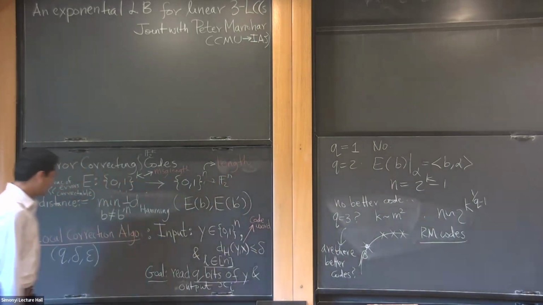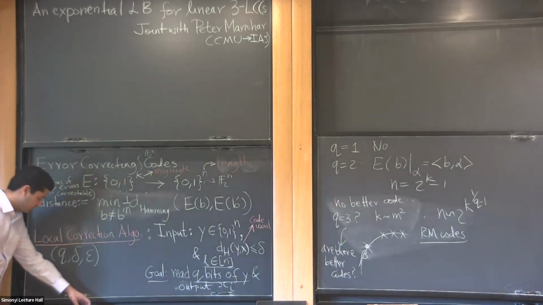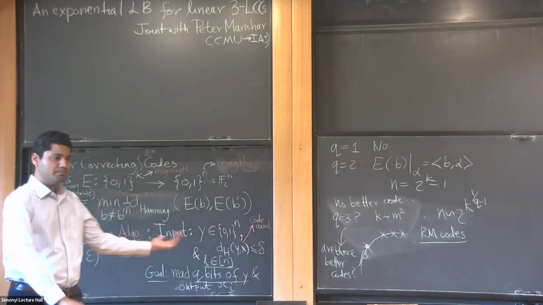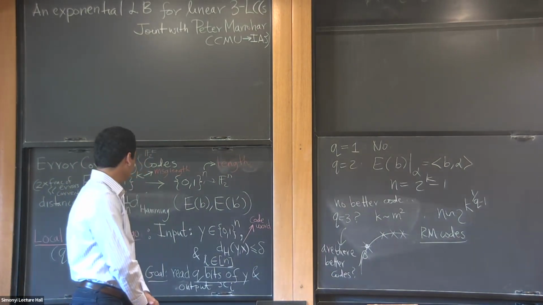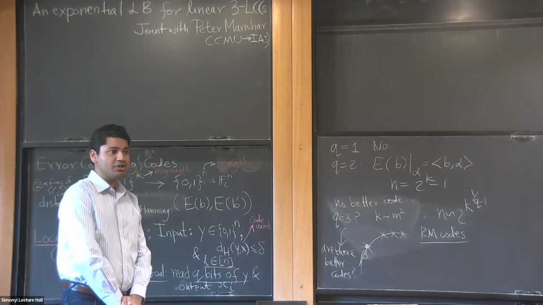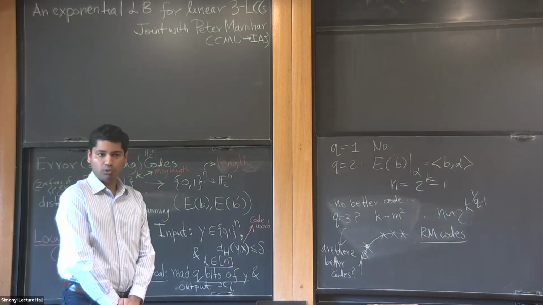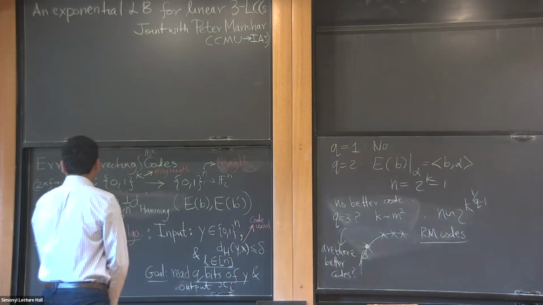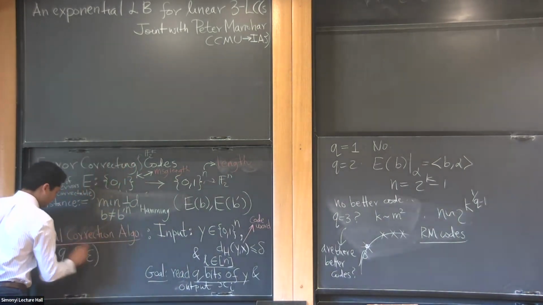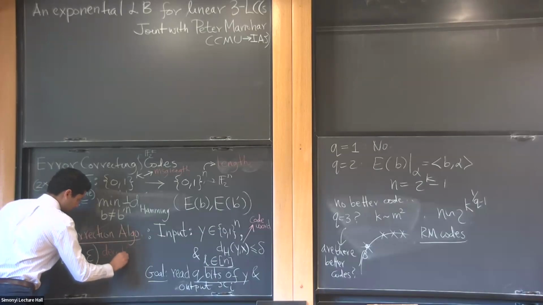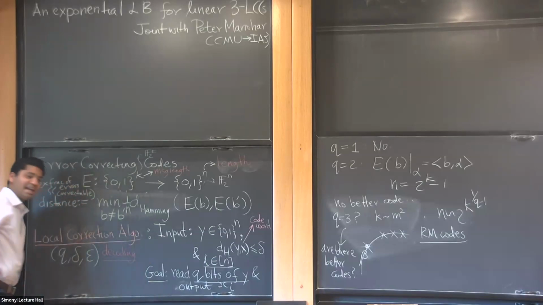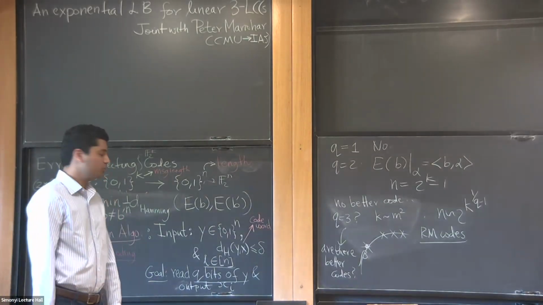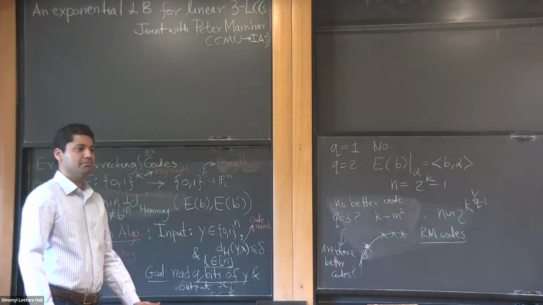Actually, I will not write it down, but just wave my hands here. So local correction meant that you can actually correct each and every bit of the code word by reading only q bits of the corrupted code word. Local decoding would be a relaxation where I only ask you to correct k out of the n bits.